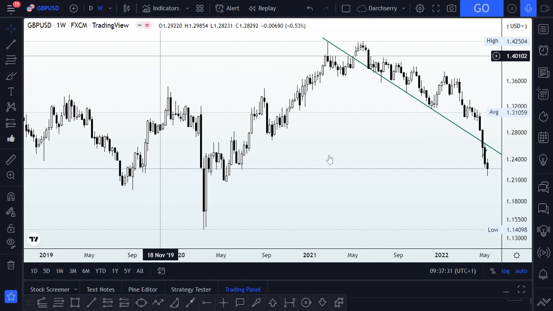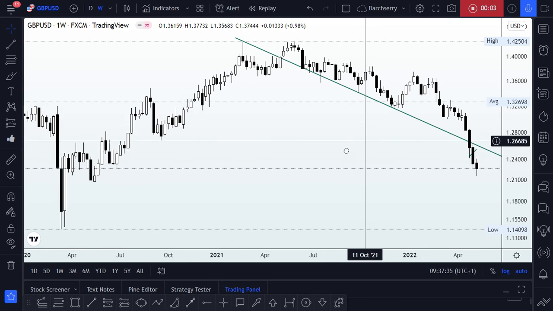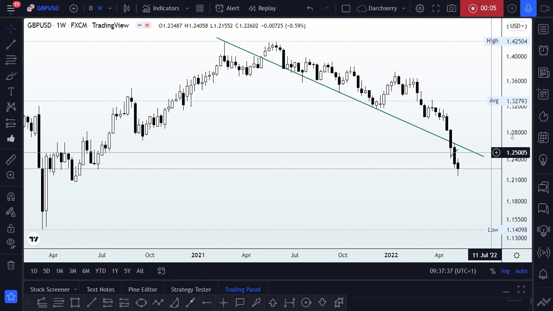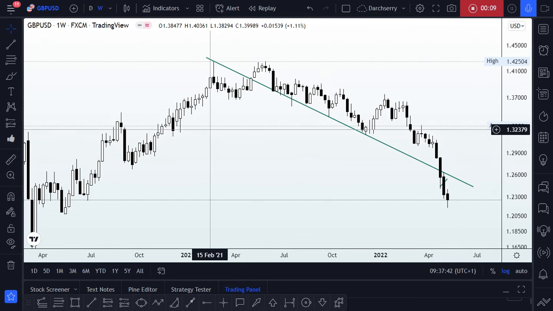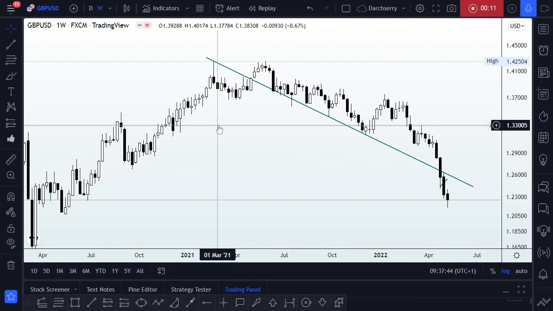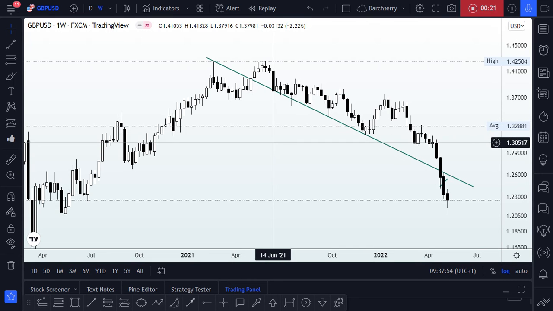On the weekly time frame on the GBPUSD, we have been bearish since mid last year, and this month makes it a year since the pound has been bearish against the dollar. So this gives us more insight into the strength of the dollar against the GBPUSD.